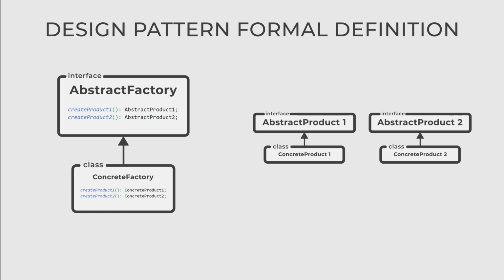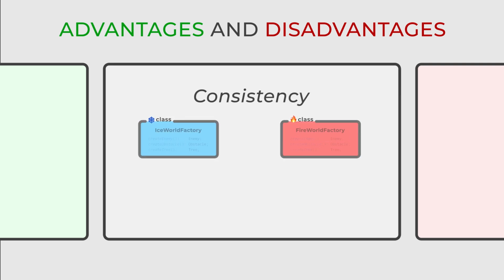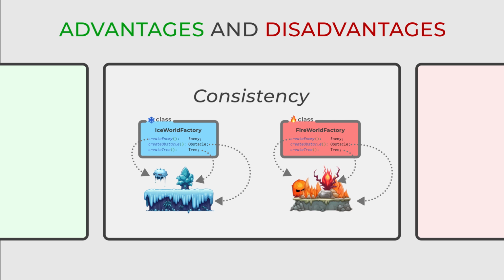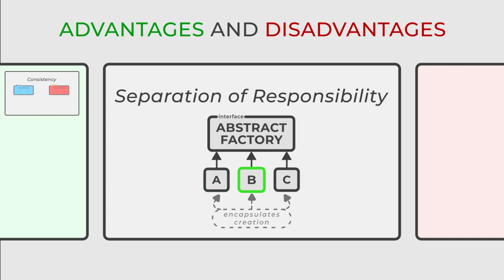The abstract factory design pattern offers several advantages. Firstly, it promotes consistency by ensuring that the products generated by the factory are compatible and consistent with each other. Secondly, it enables the isolation of object creation. This means that client code remains isolated from the specifics of object creation, contributing to a high level of abstraction.